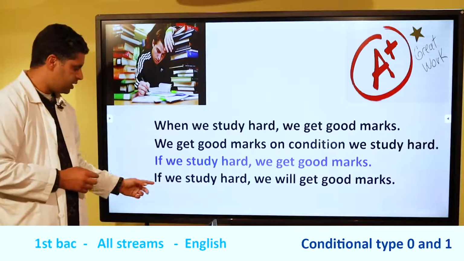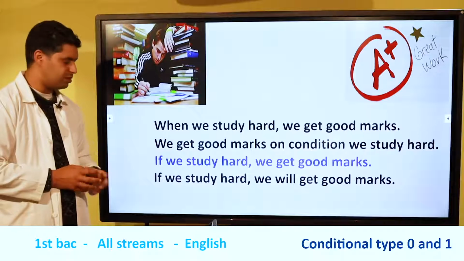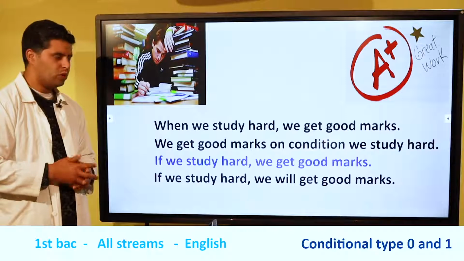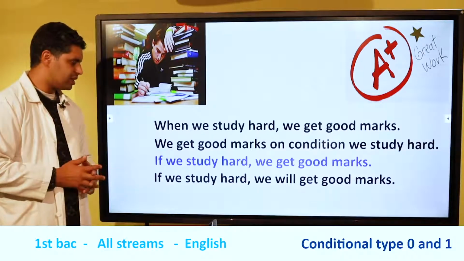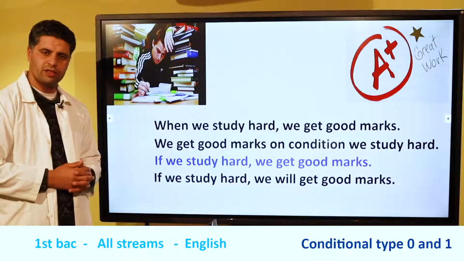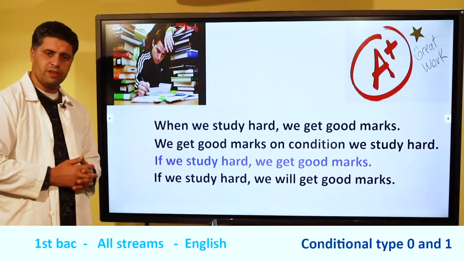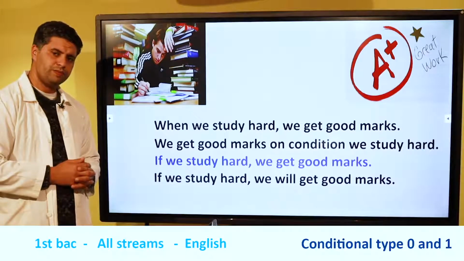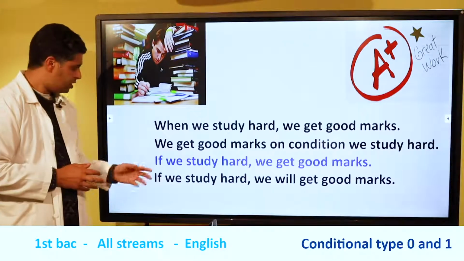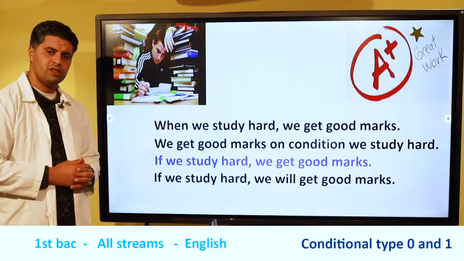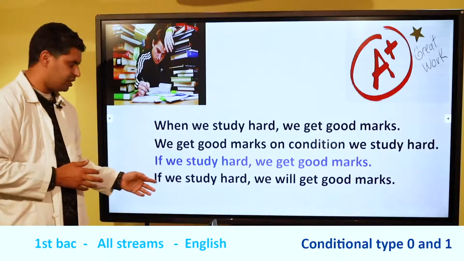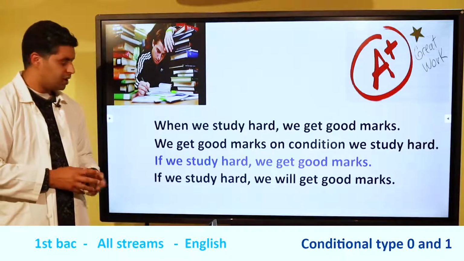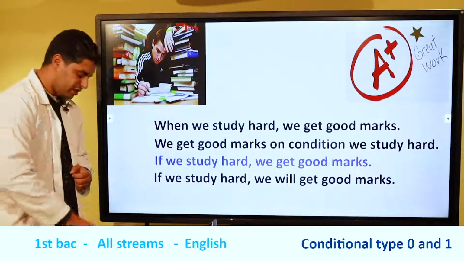Let's focus on the last two statements. There is a difference between this statement and this statement. If we study hard, we get good marks. If we study hard, we will get good marks. There is a difference in the structure, and also a difference in the meaning of the statements. Here, as you can see, both of the statements start with the conjunction if. It means that both of the statements are conditional statements. Let's take these two statements and study them.